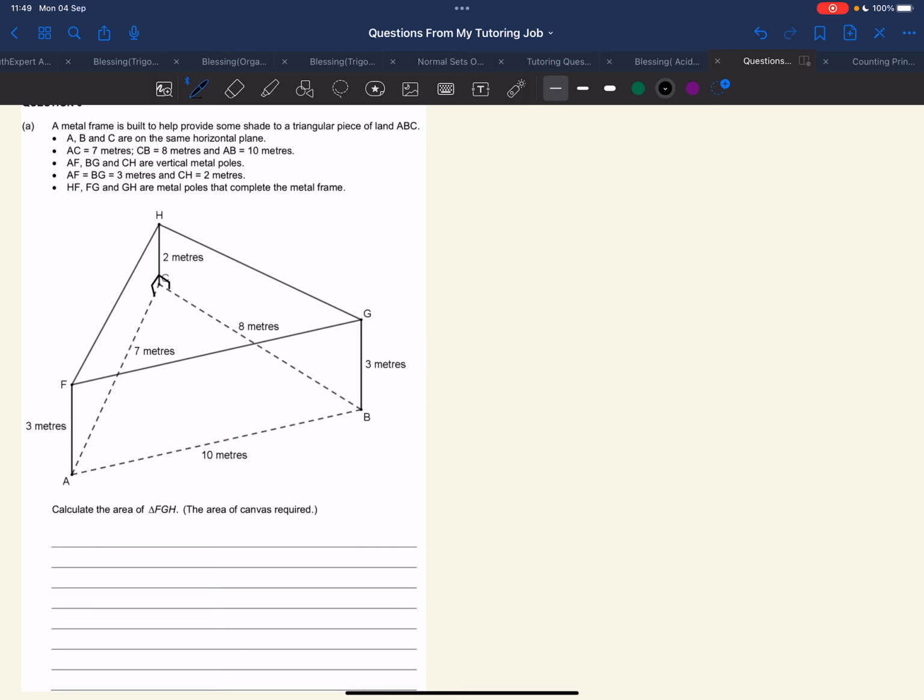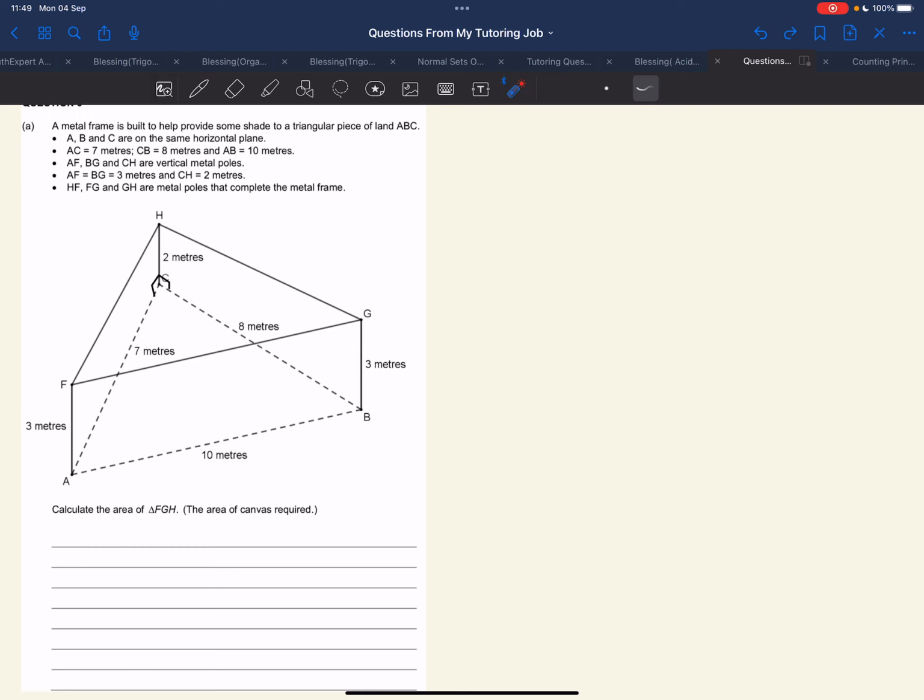And then in question A, they say to calculate the area of triangle FGH. So we are actually dealing with that triangle over there, and we need to calculate the area of that triangle. All right, so just understand it. Now, for us to calculate the area of that triangle, we are going to need to use something called an area rule, right?